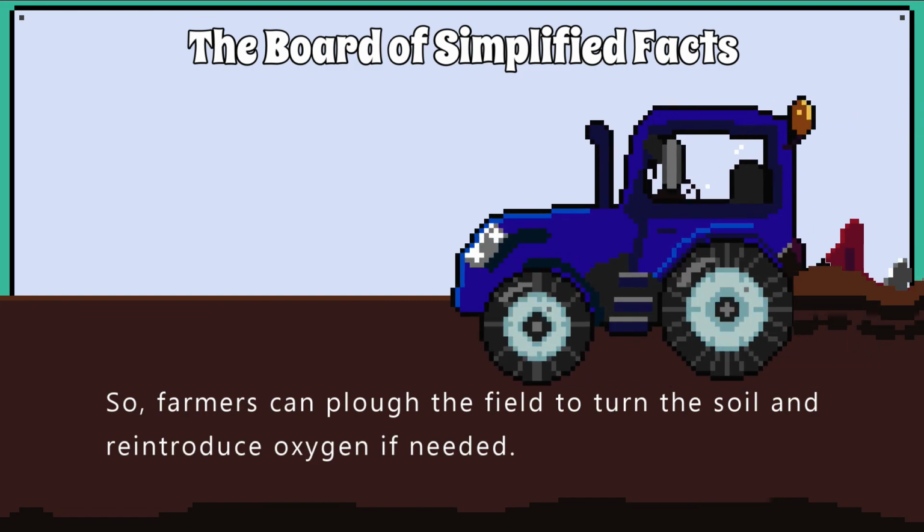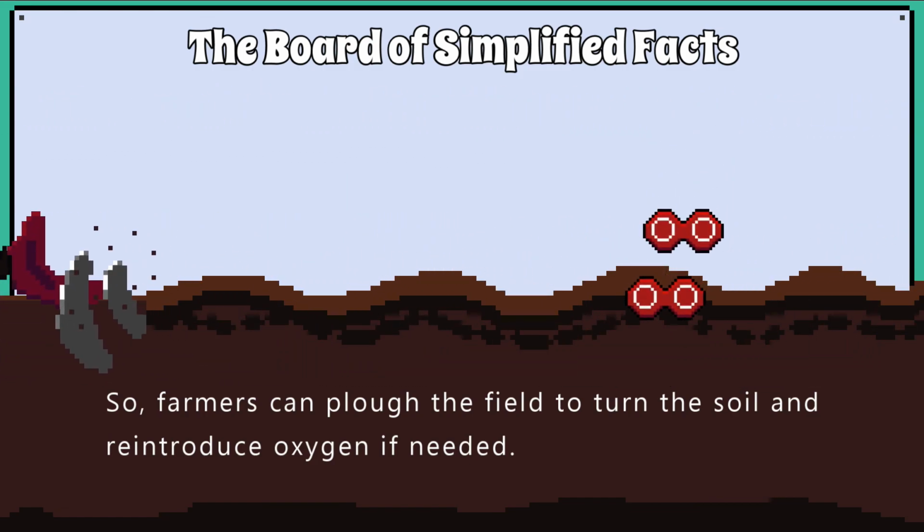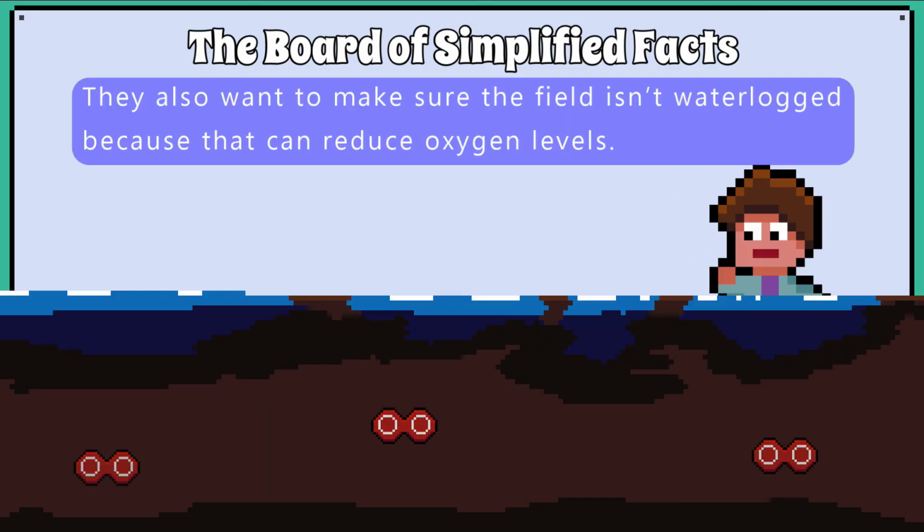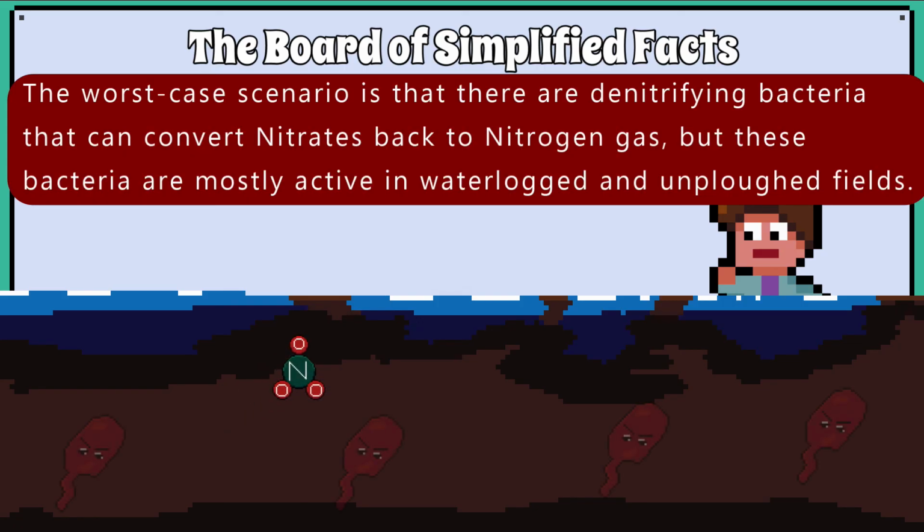So, farmers can plough the field to turn the soil and reintroduce oxygen if needed. They also want to make sure the field isn't waterlogged, because that can also reduce oxygen levels. The worst case scenario is that there are denitrifying bacteria that can convert nitrates back to nitrogen gas, but these bacteria are mostly active in waterlogged and unploughed fields.